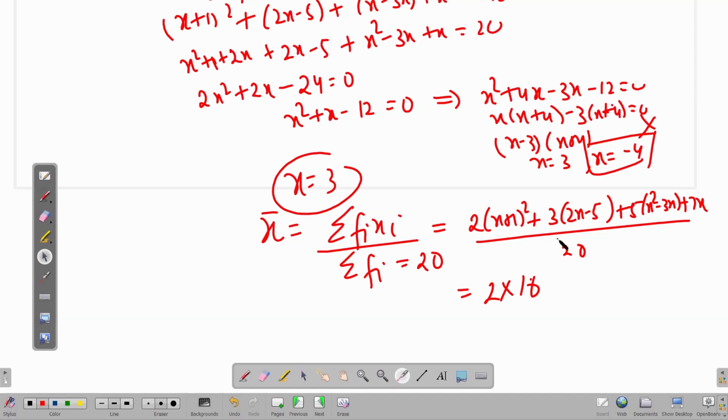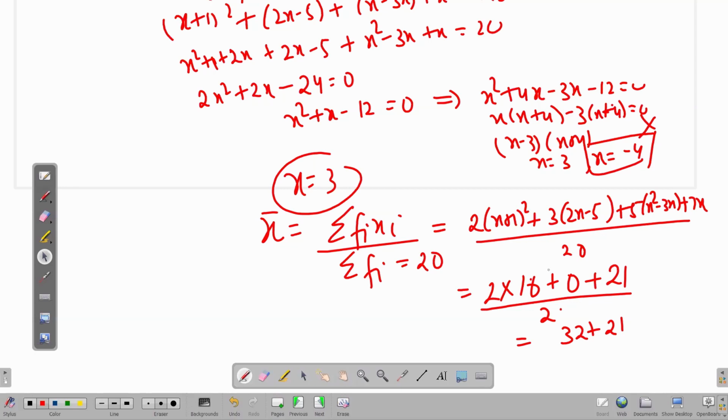If I put x equal to 3 here, this is 6 minus 5, that is 1. So this is 3 here. If I put x equal to 3 here, this is 3 square minus 3 into 3, 9 minus 9, so I get 0 here. And 7 into 3, I get 21 here. So what I get from here, this is 32 plus 21 and plus 3 here.